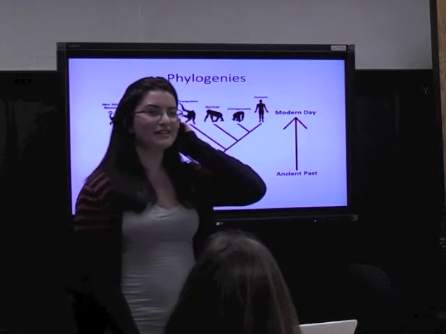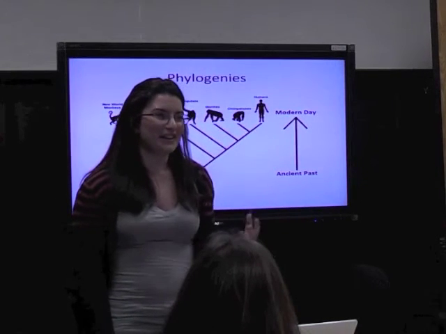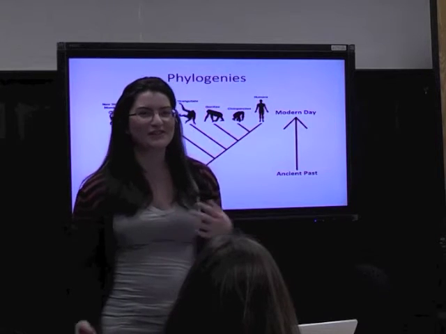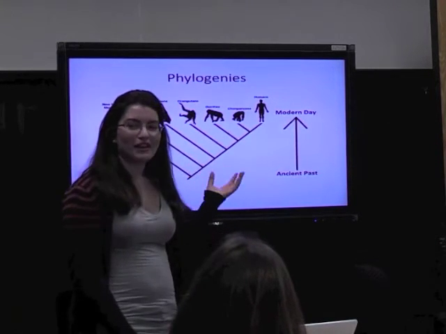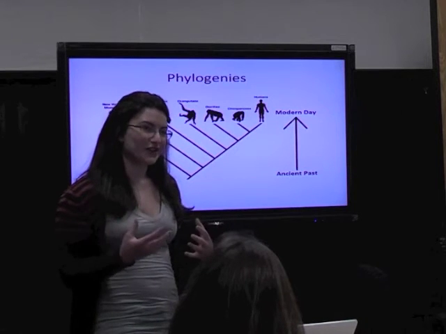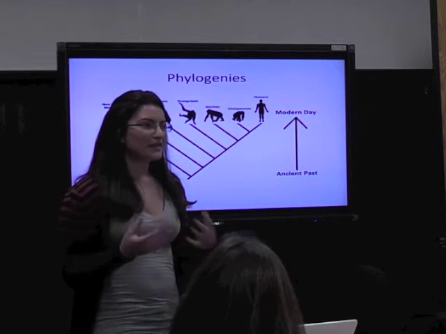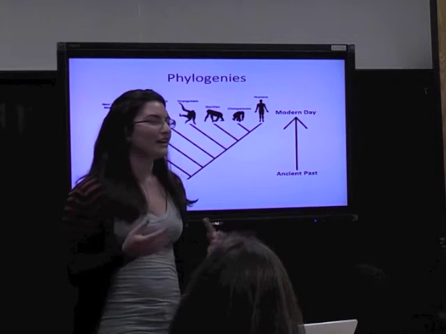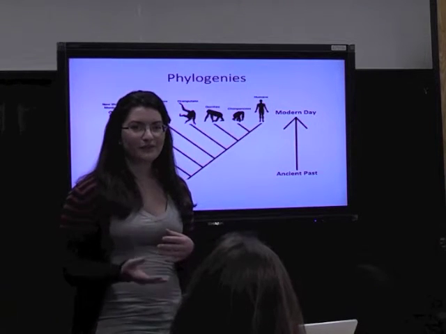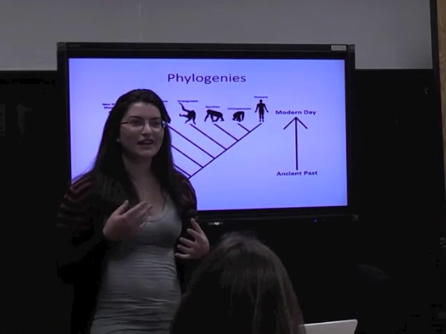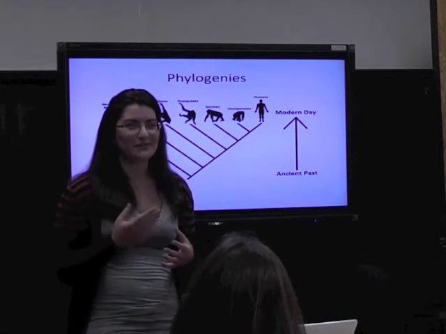Phylogenetics is a group of analytic techniques that anthropologists borrowed from biology. As you can see here, the main thing in phylogenetics is the phylogenetic tree. It's kind of like a family tree, but instead of showing how closely related my cousin and I are, it shows how closely related different species are, or in terms of anthropology, how closely related different cultures are.